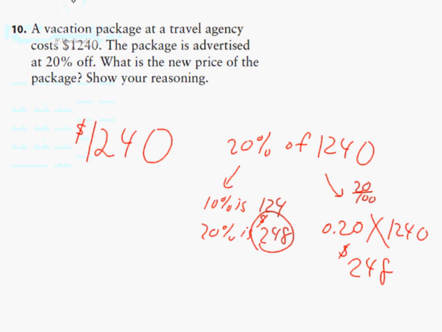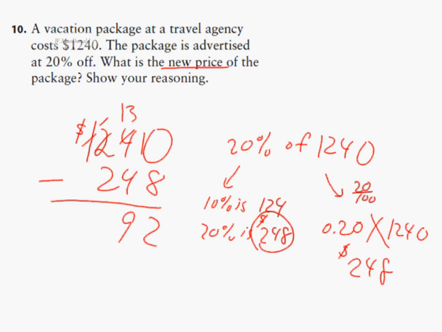The question says, what is the new price? So what I have to do is take my old price and subtract the discount from it. And for this one, I'm just going to do it by hand. The new price, therefore, is $992.